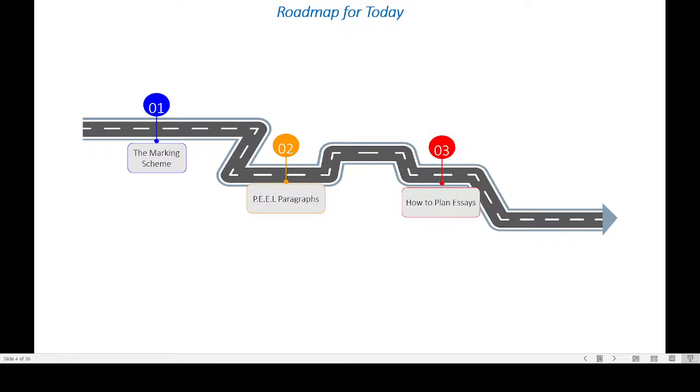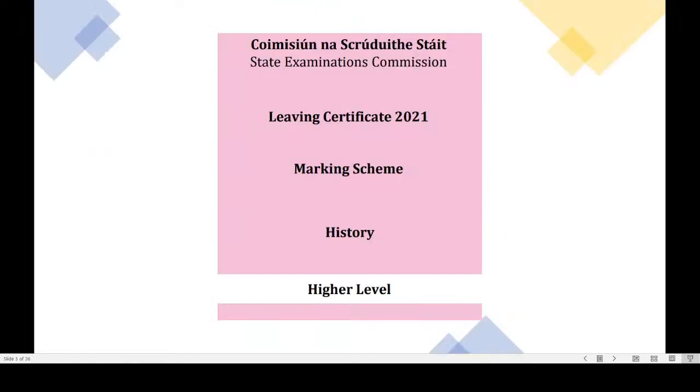Next, we'll look at how I plan essays. We'll break it up into two different plans, macro and micro plans. We'll go into a little bit more detail about that later on. And then finally, we're going to look at a sample answer based around Mussolini's Italy, the characteristics of life under Italian fascism.